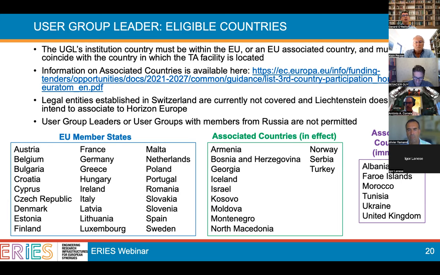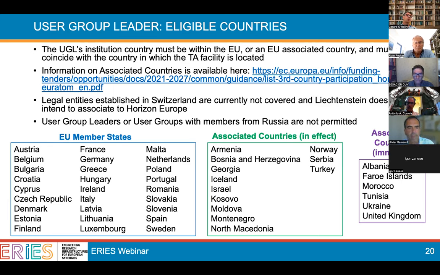And the associated countries that are planning to join will be Albania, right down to the UK. Possibly the most notable absentee from this is Switzerland, which, according to the documentation we have seen so far, is not planning on joining the program. So this would mean that user group leaders whose host institute is a research organization within Switzerland are currently not eligible to take part as the research group leader. This does not prevent them from taking part as, let's say, a member of a different group, but they cannot lead projects, is essentially what that means.